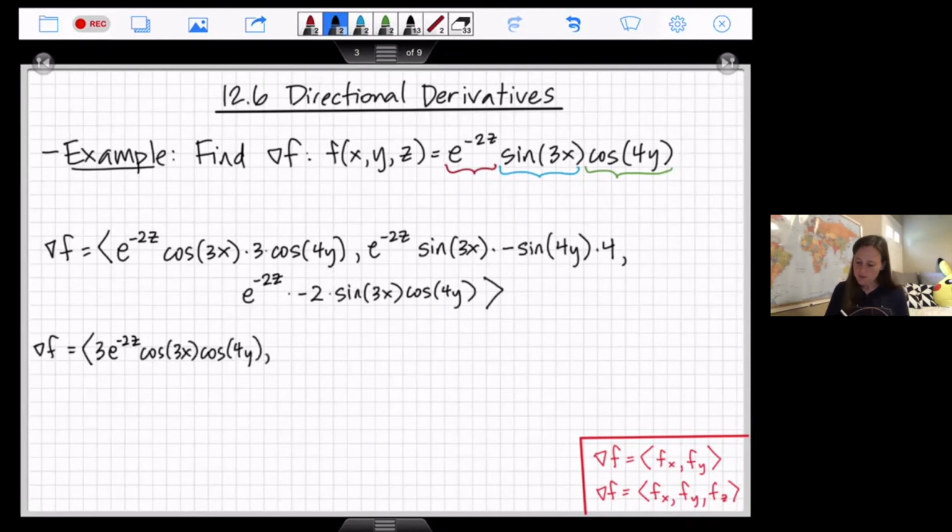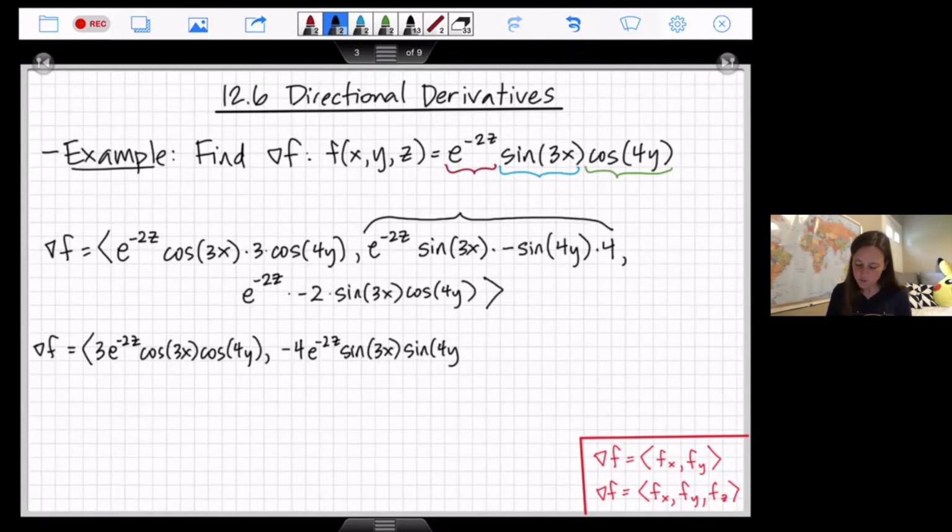My y component, I've got a negative coefficient on the sine 4y and a 4 at the end there. So I'm going to pull those up front as a negative 4 e to the negative 2z sine 3x sine 4y. Okay, so again, I was just simplifying that whole term right there.